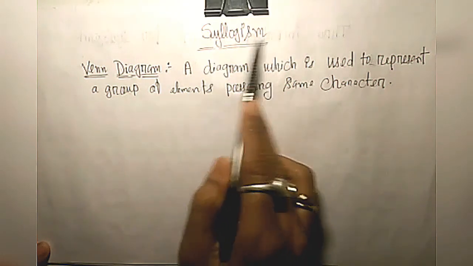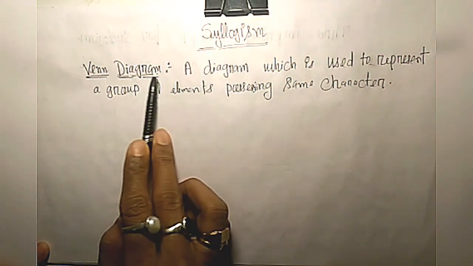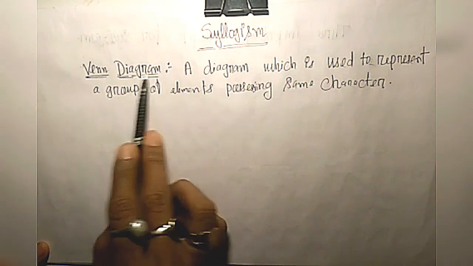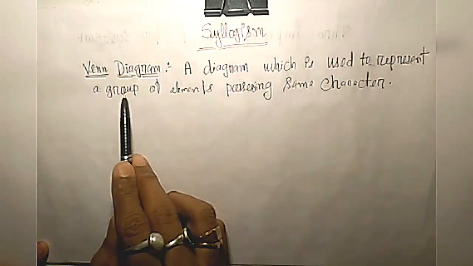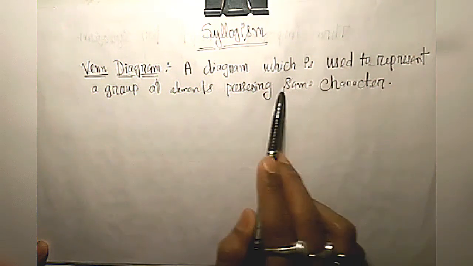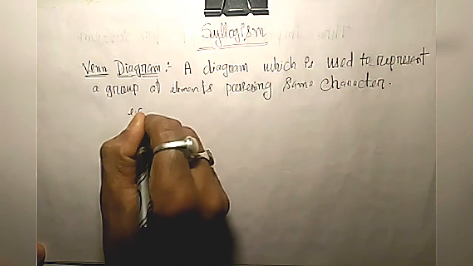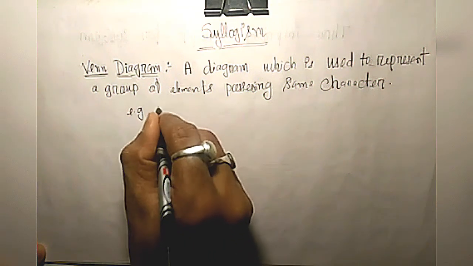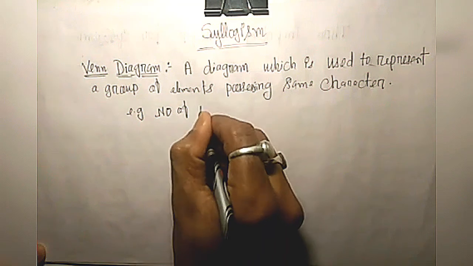So we will start syllogism. Today's topic, syllogism. First of all, we should know the Venn diagram. A diagram which is used to represent a group of elements possessing the same character. So what is the key point? We should remember possessing the same character. That means it represents a unit, a particular unit having the same character.